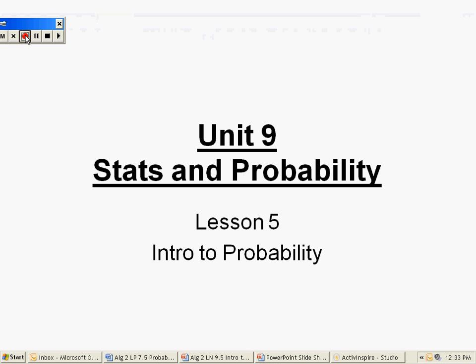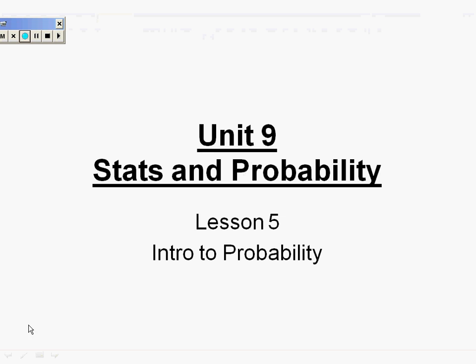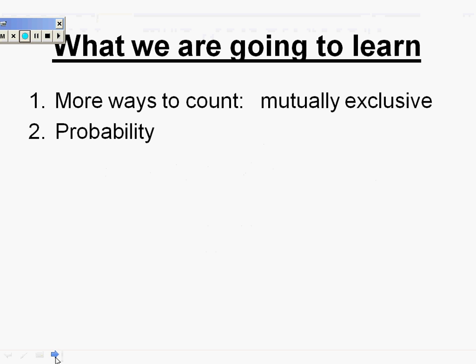All right, so we're going to continue now. We're going to talk about probability. The goal for today is one more counting method. In the previous lessons, we were doing all that multiplication, the fundamental counting rule. We're going to talk about mutually exclusive events today, and then we'll talk about probability.